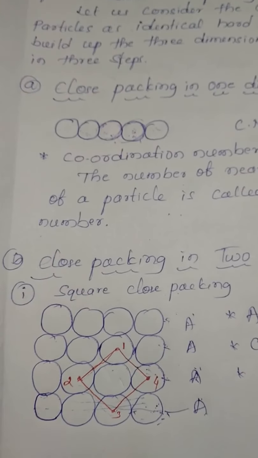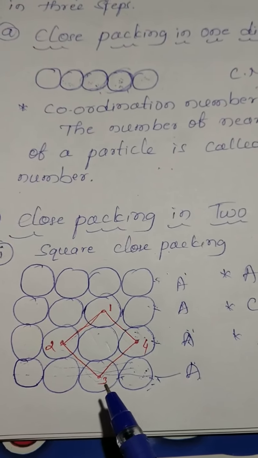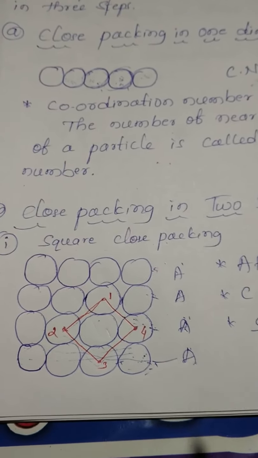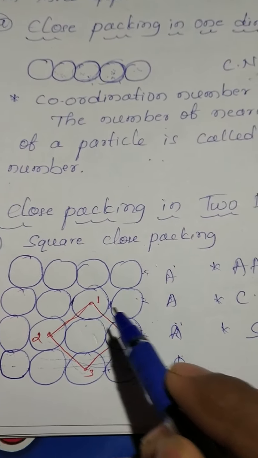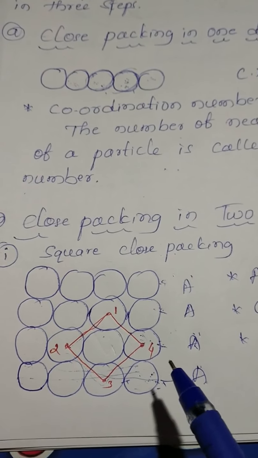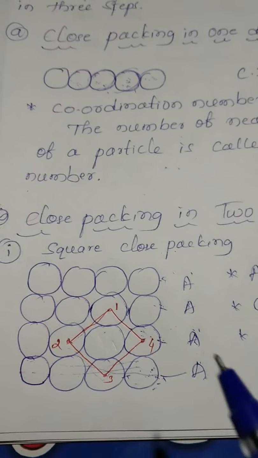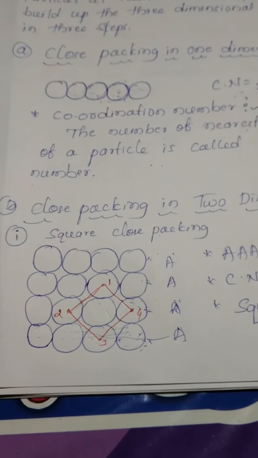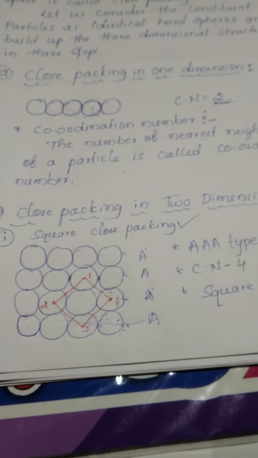Here the coordination number is 4, because each sphere is in contact with 4 neighbors. If we join the centers of these 4 spheres, we get a square. Hence this packing is called square close packing.